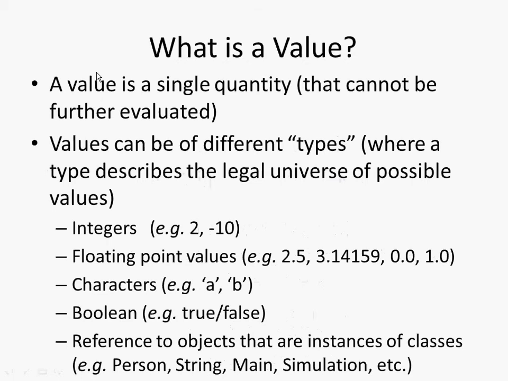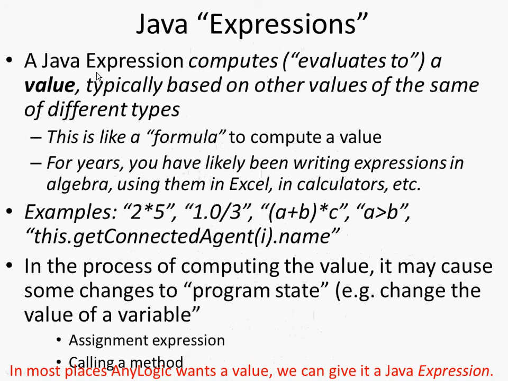So we have values that circulate in the model. A Java expression is like a formula. It computes or evaluates to a value, typically based on other values. So it takes a bunch of values, say, takes A and B and adds them together to get a value. So it takes a value from A, a value from B, and adds them together.